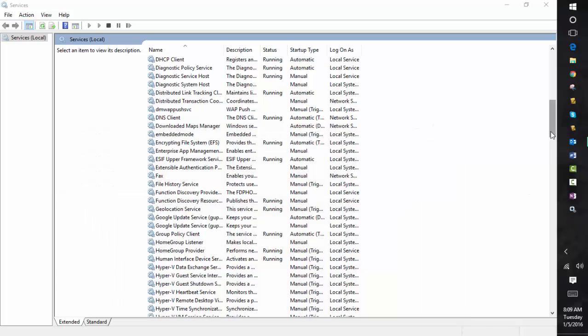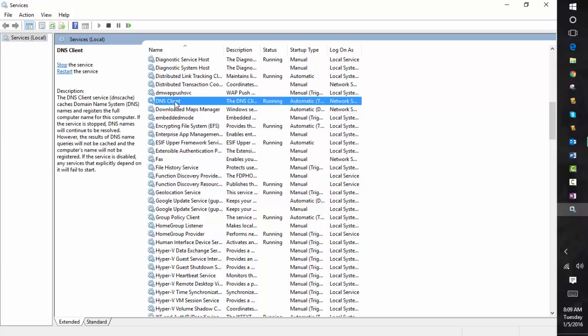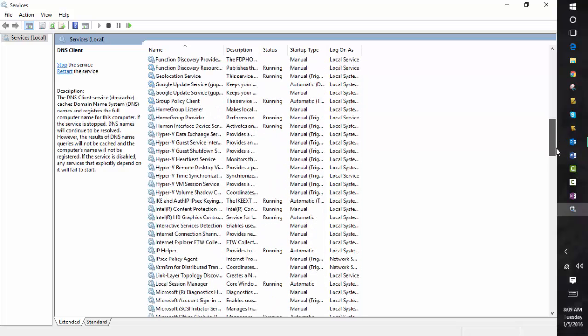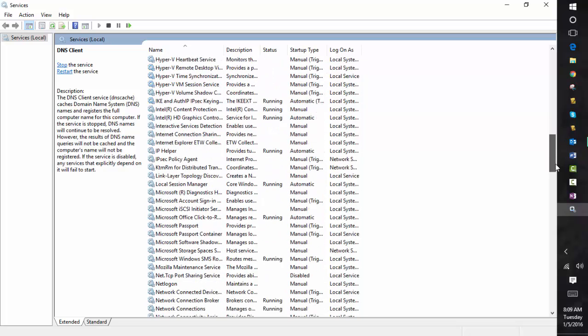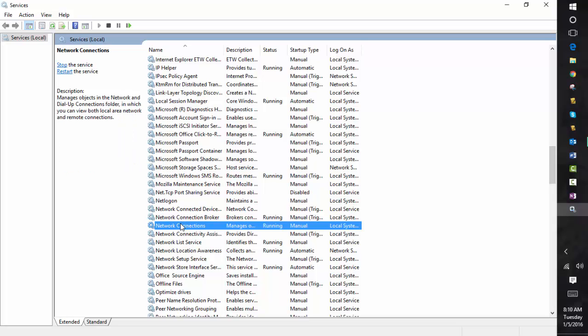What about, so DNS is kind of a big one. What about the DNS client? You want that one? Yeah, if you want to be able to resolve names, that's a nice one. What else is in here that's fun to mess with? What about, oh, I like doing this one. What if I disable your network connections? That's one of my favorites too.